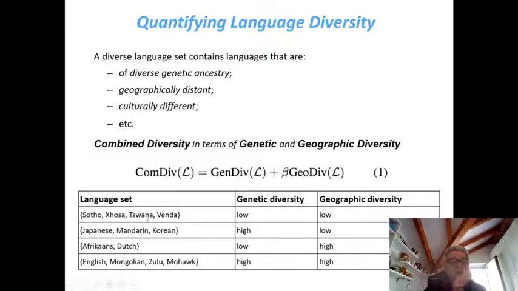For instance, these are four South African languages that we have. They have low genetic diversity because they have a common root, and they have low geographic diversity because they're very close. Japanese, Mandarin, and Korean have a very high genetic diversity. They have different roots, but low geographic diversity because they're very close. Afrikaans and Dutch have low genetic diversity, since Afrikaans comes from Dutch, but high geographic diversity because one is in South Africa and the other is in Europe.